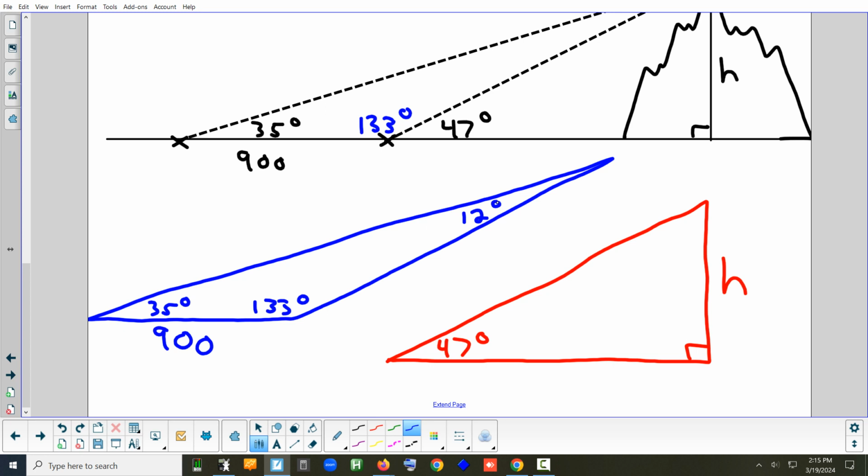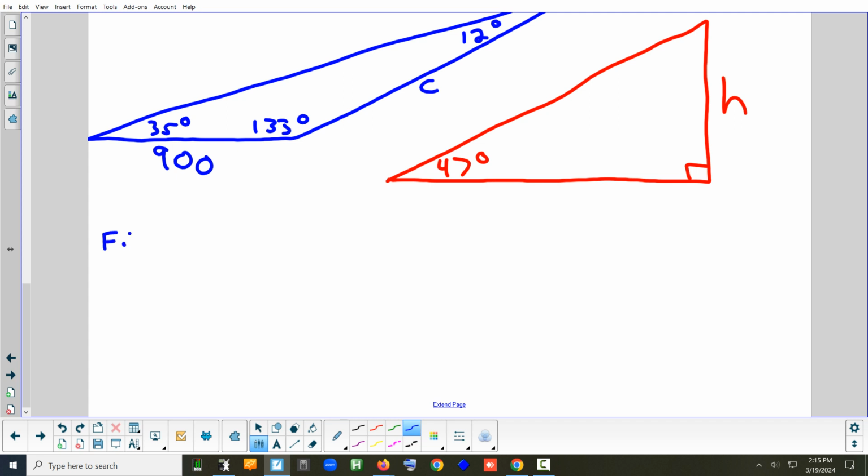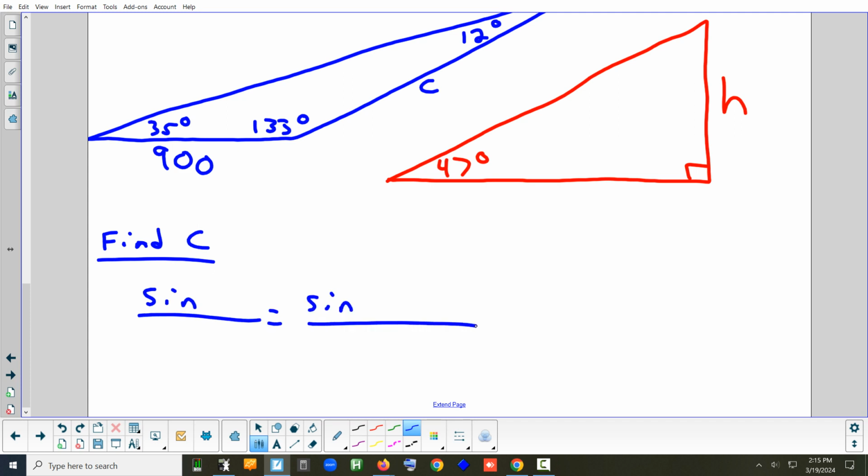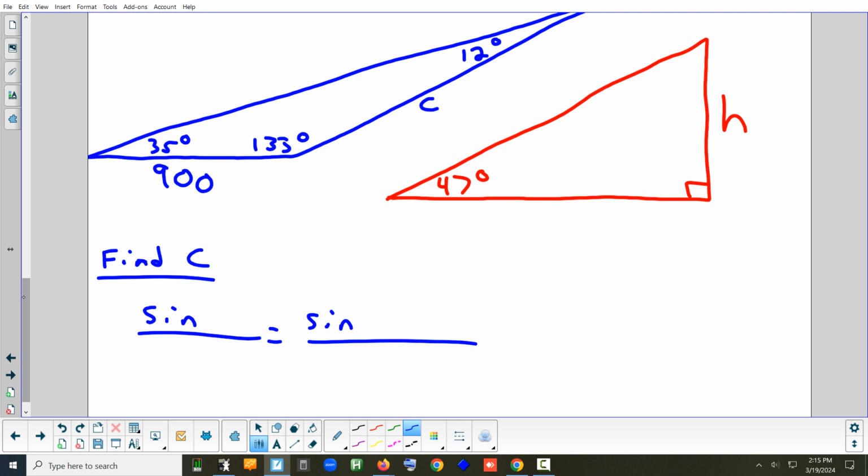All right, so let's call this side, doesn't matter what you call it, C. And let's solve for C. Find C. All right, well, what would I put on the left side? And this is going to represent the full row. Yeah, sine 12 degrees over 900. And what angle am I going to use to find C? 35. Yep, sine 35 over C.